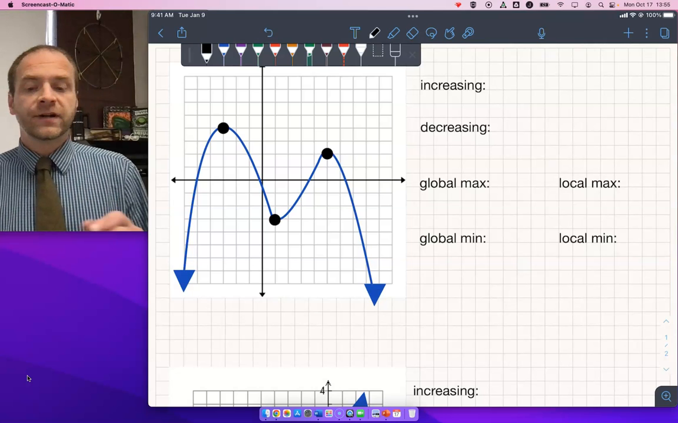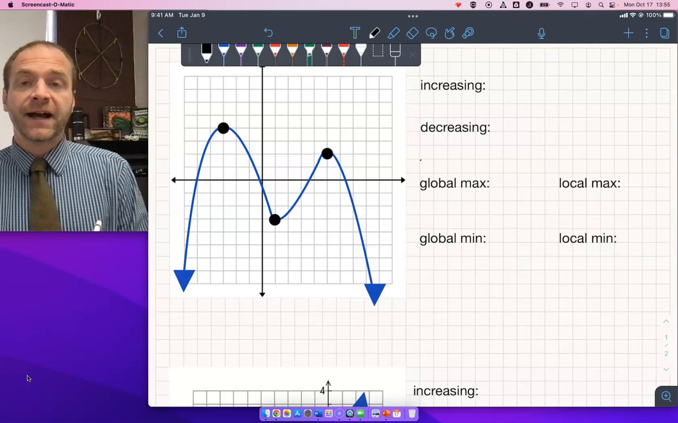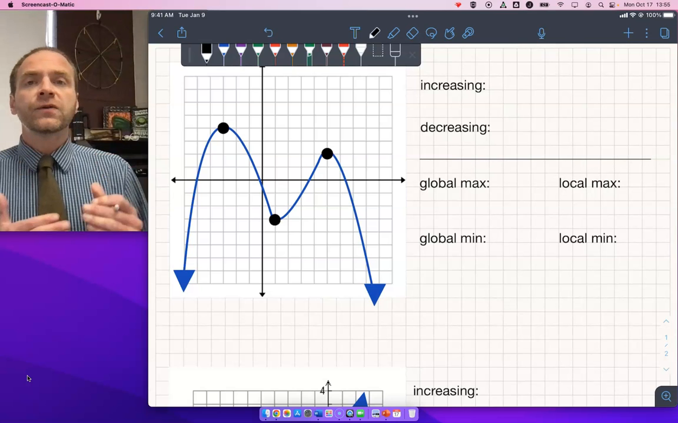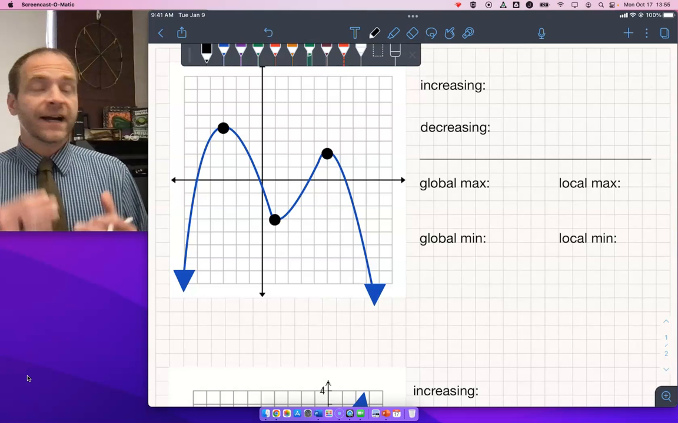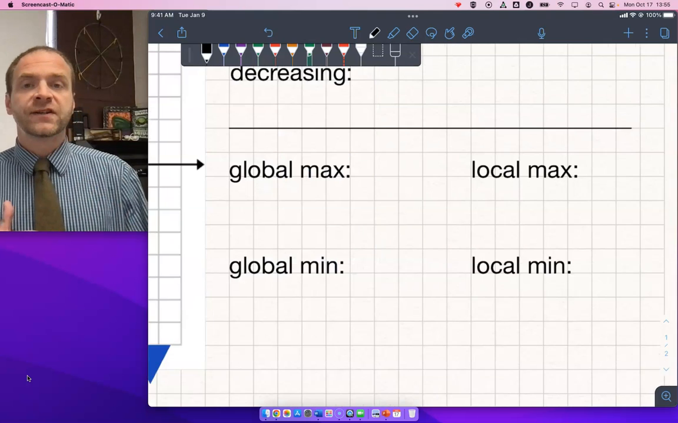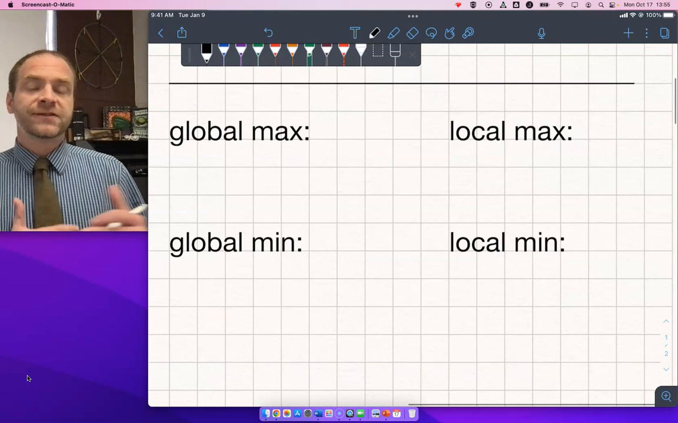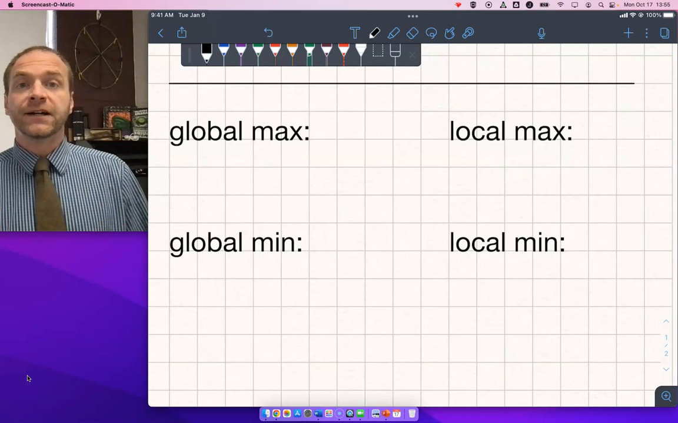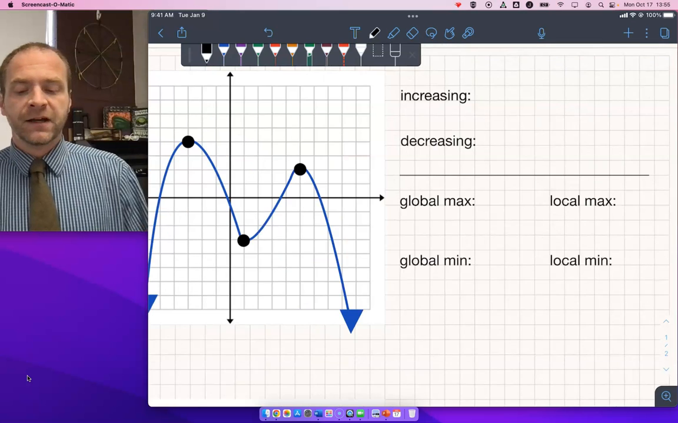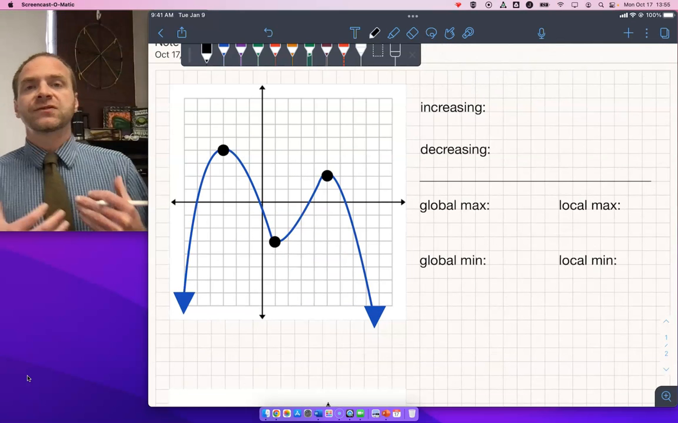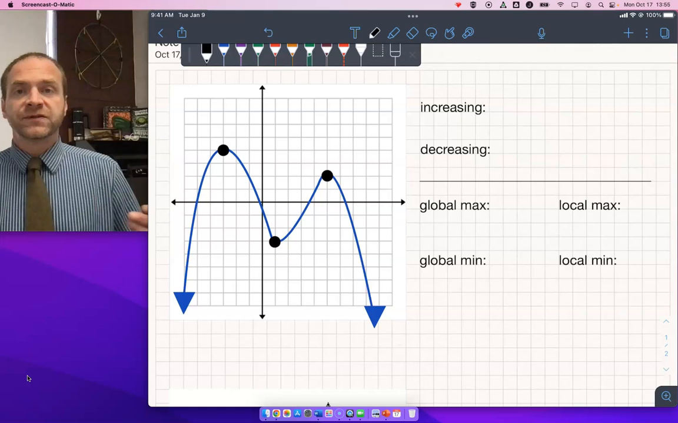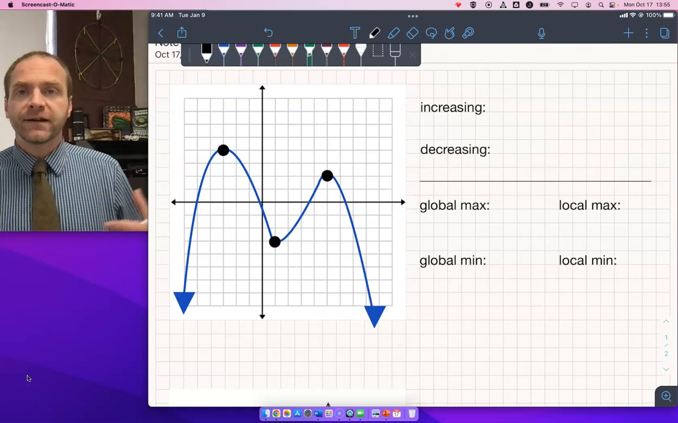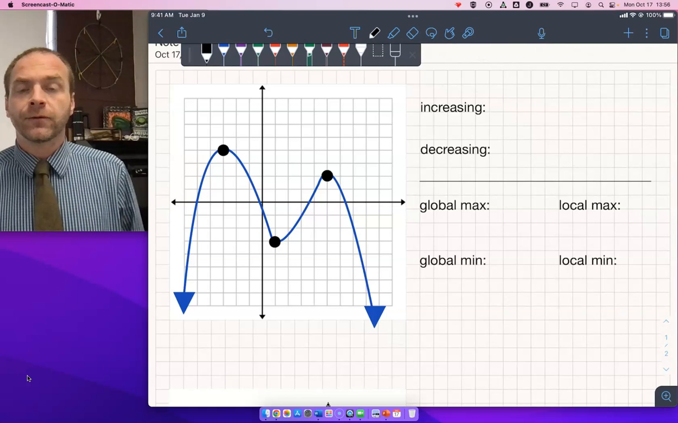Now, the easier of the two concepts to deal with are the maxes and the mins, the idea of global and local maxes and mins. Those are written as coordinates. So you can see I have that line over there. That's meant to show us that the way we write our work for maxes and mins is different than the way we write it for our intervals of increasing and decreasing. So global means the absolute highest or the absolute lowest. Global max, absolute highest, it will not go above that point. Global min, absolute lowest, it will not go below that point.